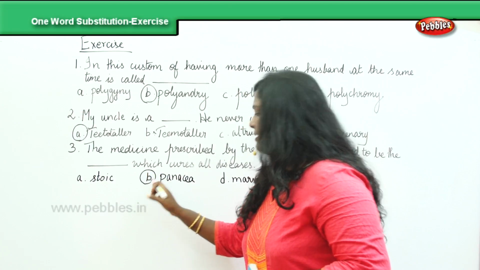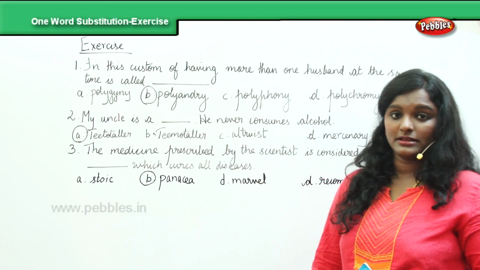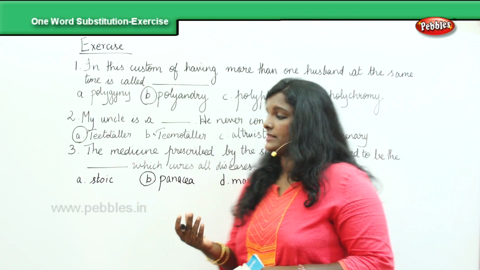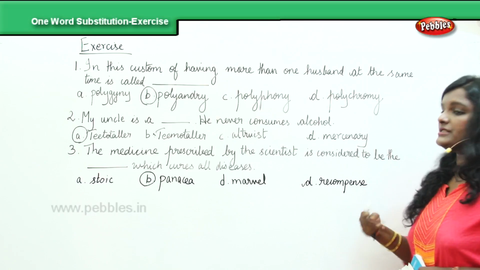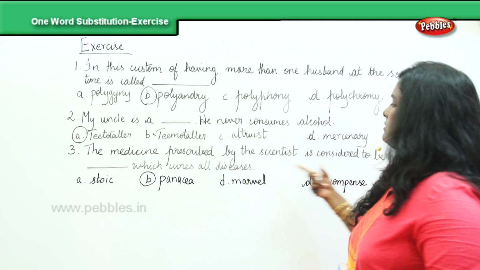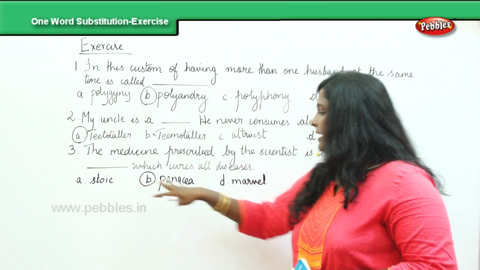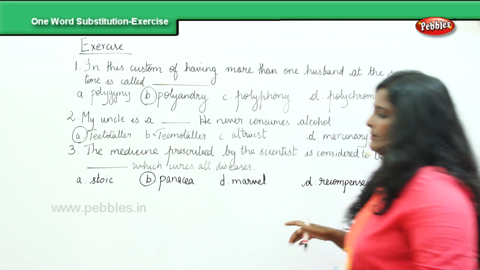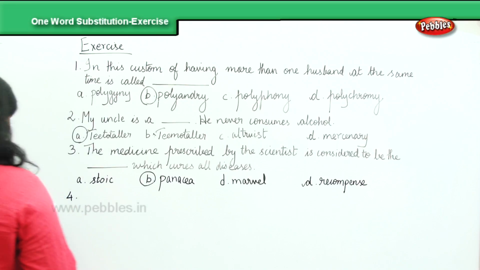This was the last example which we had discussed. Now what does stoic mean? Stoic means being indifferent to pleasure or pain. Marvel is wondering, and recompense is rewarding. So obviously a cure for all the diseases can only be panacea. It cannot be pleasure or pain. It cannot be wonder, nor can it be a reward. Moving over to the next example.